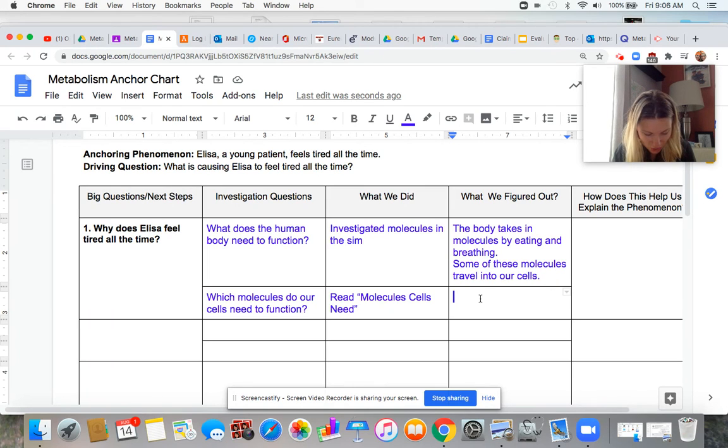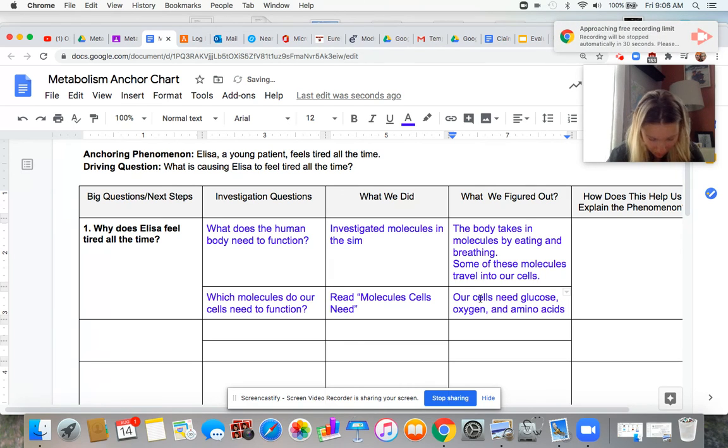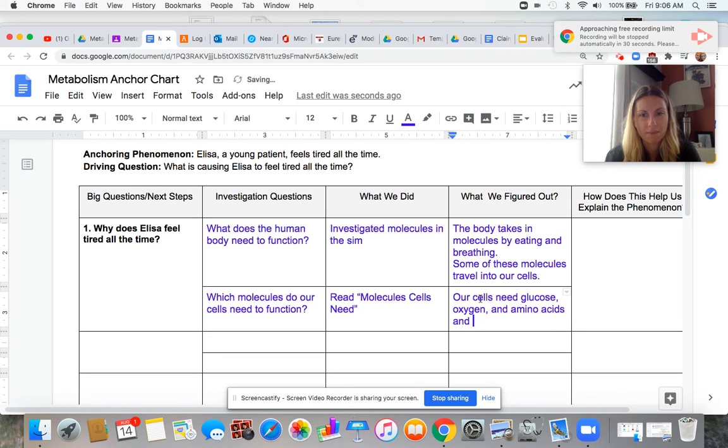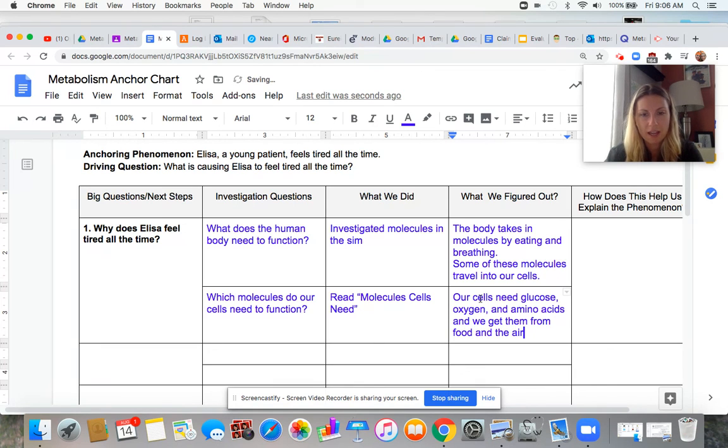All right, you've got it. A functioning human body or a functioning human cell needs, our cells need glucose, oxygen. Remember the last one? You got it, amino acids. And where do we get them? And we get them from food and the air.